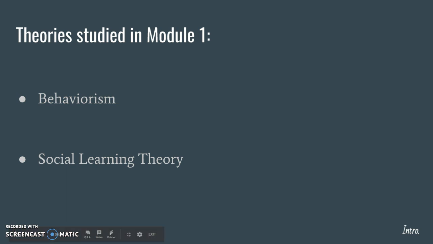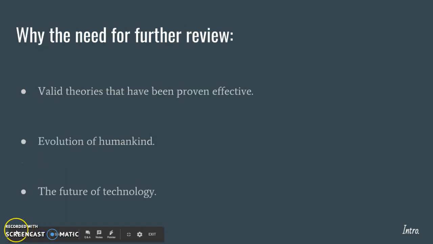Now, behaviorism and social learning theory were developed a really long time ago. So why should we still study these theories today? These theories are valid theories that have been researched and they've been proven effective. As an assistant principal at an elementary school, I have personally seen these techniques that we've studied in Module 1 be effective for changing behavior in both academics and in disruptive behaviors that we've seen at school.